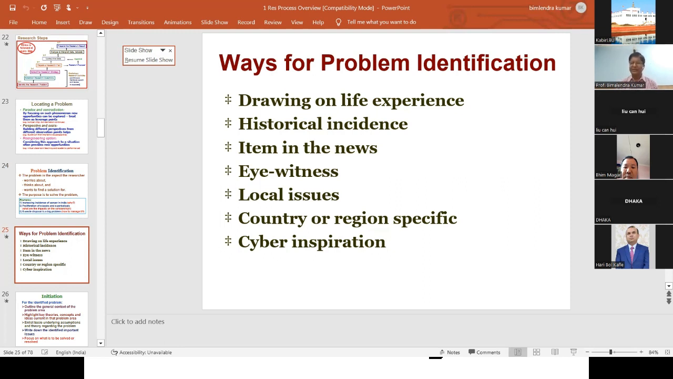So, with the events which are taking place in and around the personality of a human being, a person can draw research problems also. There are so many historical events which are taking place, and we can make a research problem.